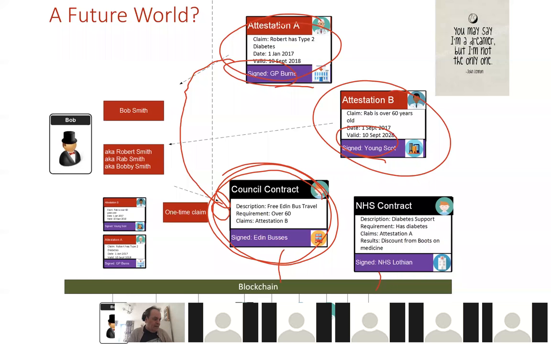So automatically when he walks on the bus, because he's got that attestation that he's over 60 years old, the smart contract runs and he gets free bus travel. He also gets his free medication because he has diabetes, or a discount from Boots, the chemist, when he goes in there, because he has that attestation. So smart contracts give us the opportunity to run things off the blockchain without them having to be stored away inside companies and so on.